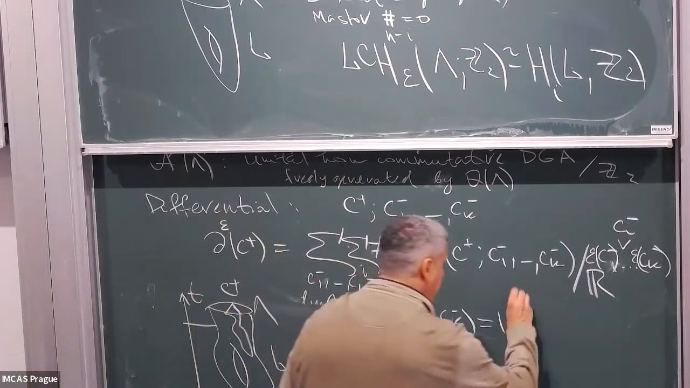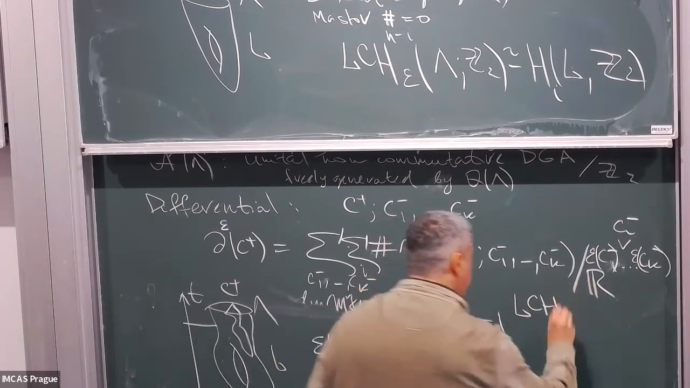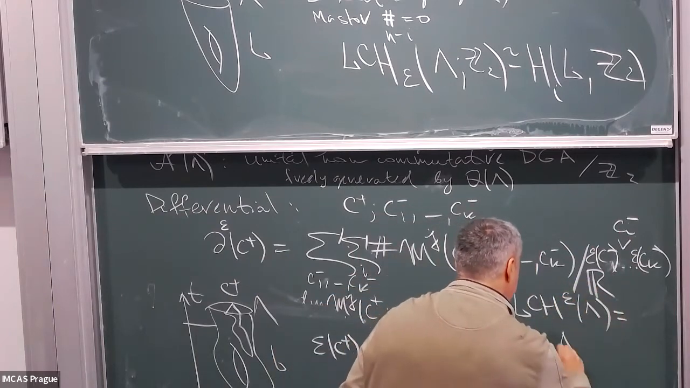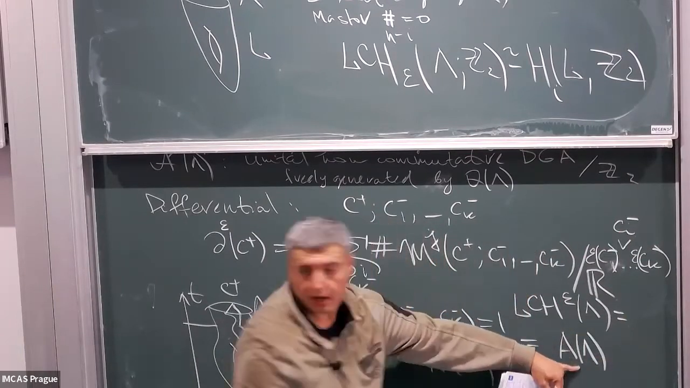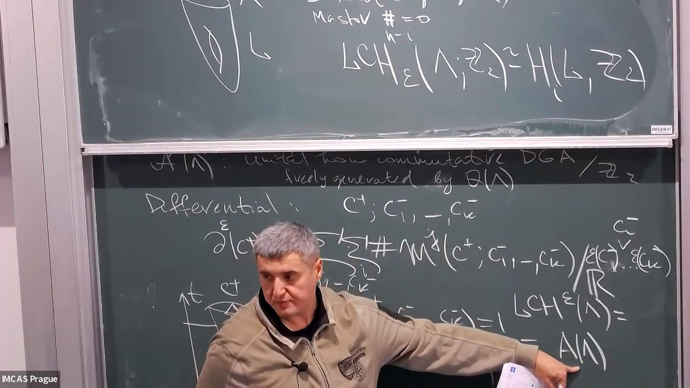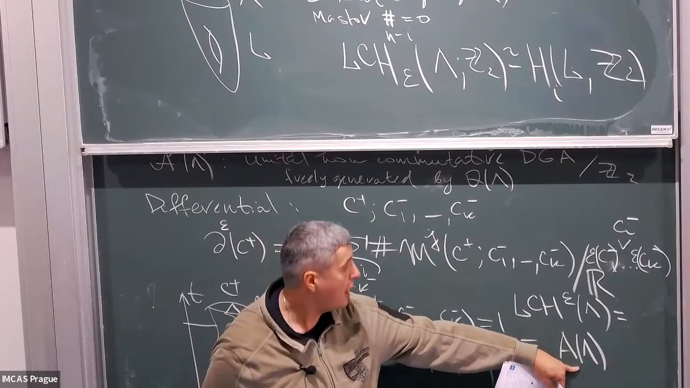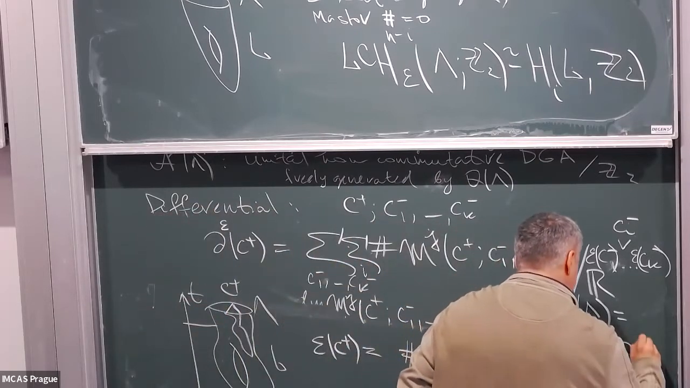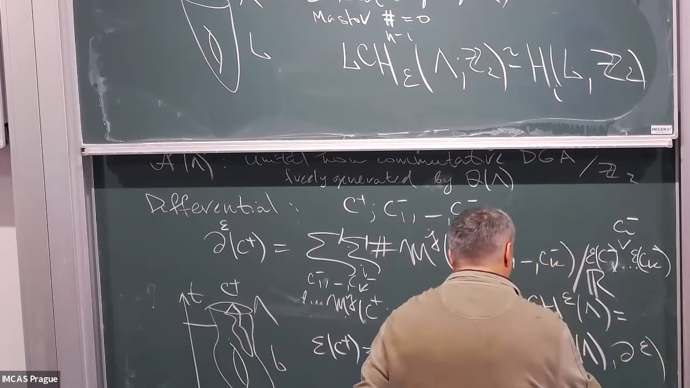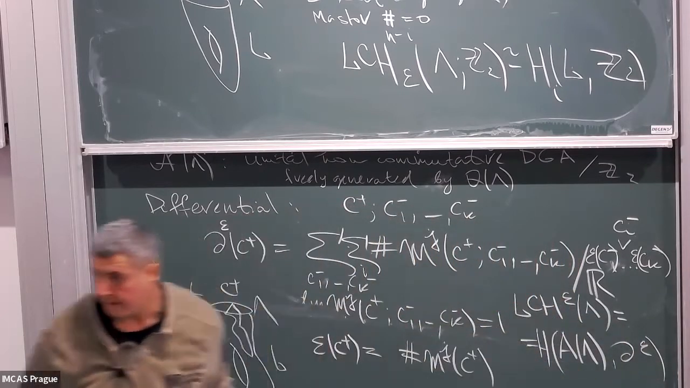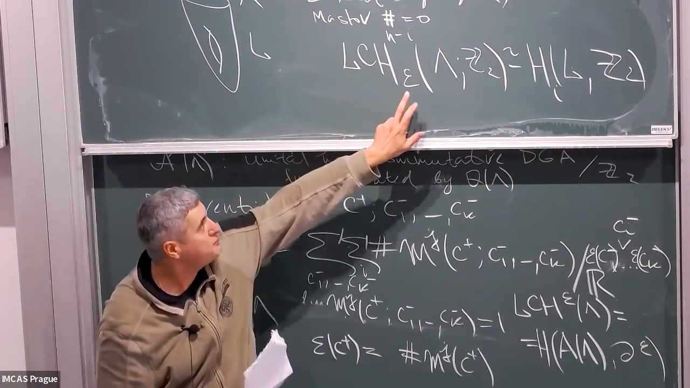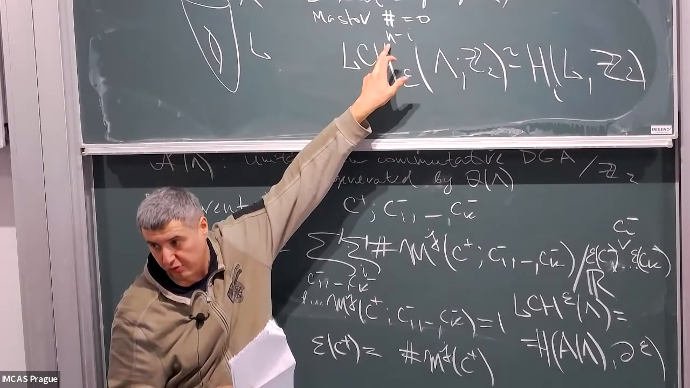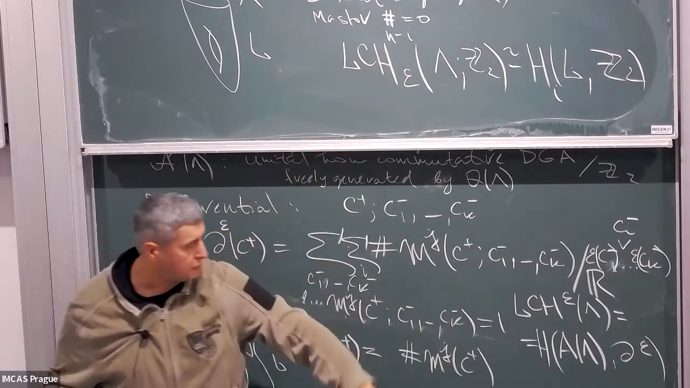And this LCH epsilon of lambda is basically this A lambda that I wrote, in this case the Z2 vector space generated by Reeb chords with this differential. This is the homology of this guy. Now here I put epsilon on the bottom and some index on the top, which means that I'm talking about cohomology. So in what sense cohomology?